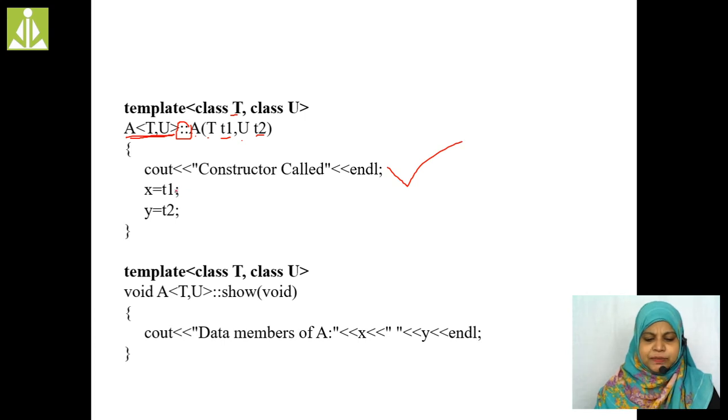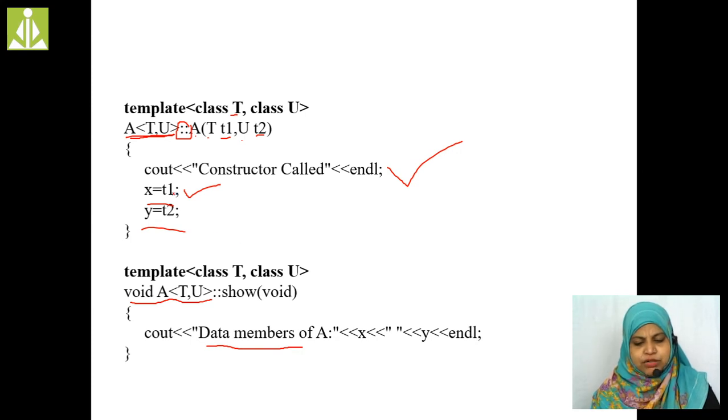Now I am going to pass T1 value to X, T2 value to Y. Here in the parameterized constructor, I am just assigning the T1 value to X and the T2 value to Y. In the display, void A T U void show method. In the show method, I am going to display the data member of A. What type of data member? It is going to display the value of X and value of Y.